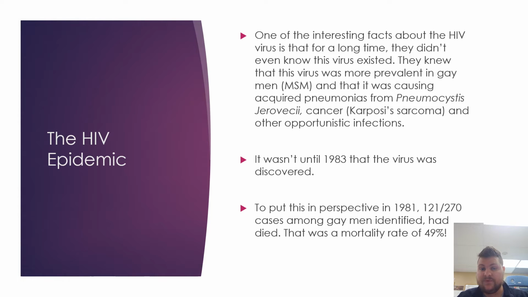It was different than what we know as HIV. It had a scientific name, and they renamed this for simplicity, human immunodeficient virus. And putting this in perspective, in 1981, out of the 270 gay men that they had identified as having this virus, 121 of those people died. That's a 49% mortality rate in these patients. Look at SARS, COVID, which we have going on right now. We're looking at less than 1%. This is pretty bad.